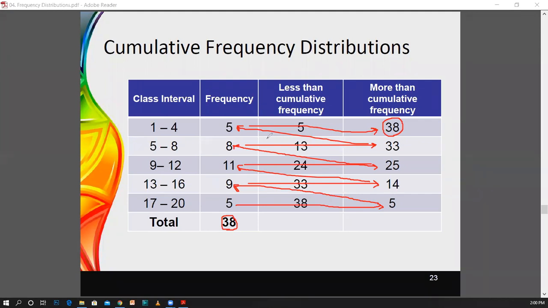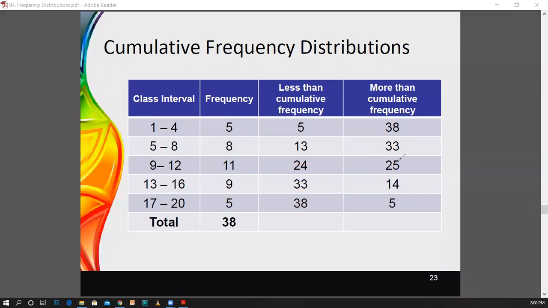When you are going to interpret this more than cumulative frequencies, generally we are using the lower class interval for a group data distribution. Normally we are using lower class interval. This 38 says that there are 38 observations which are greater than or equal to 1.